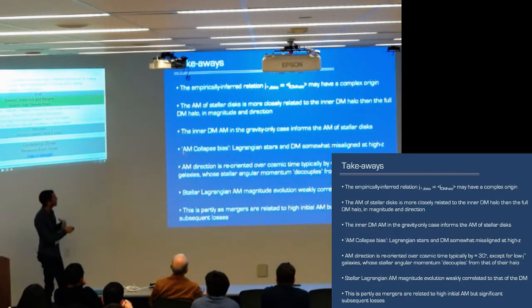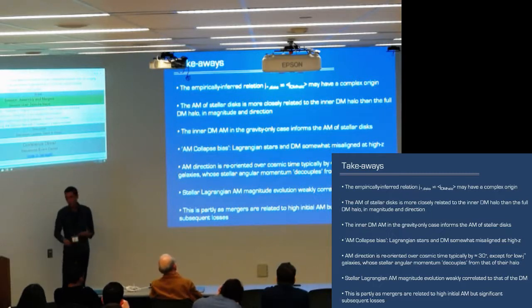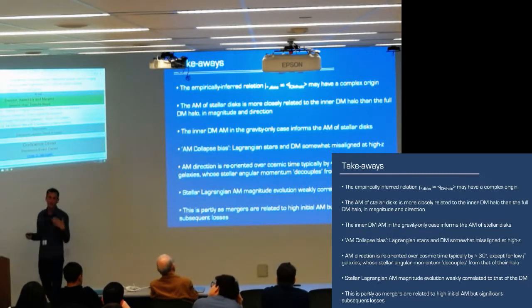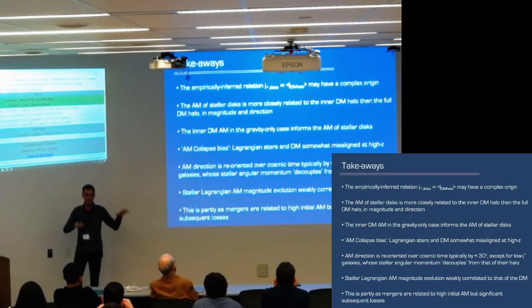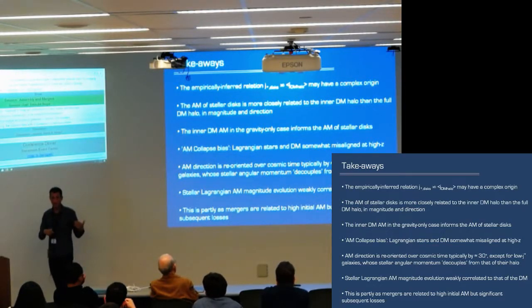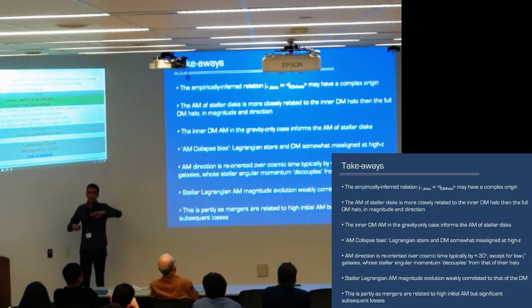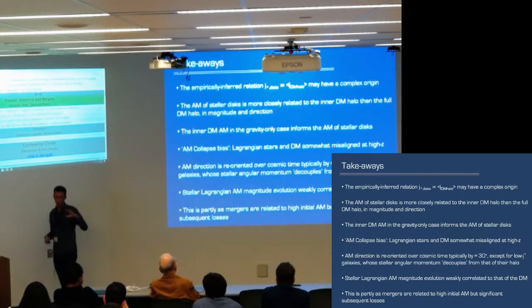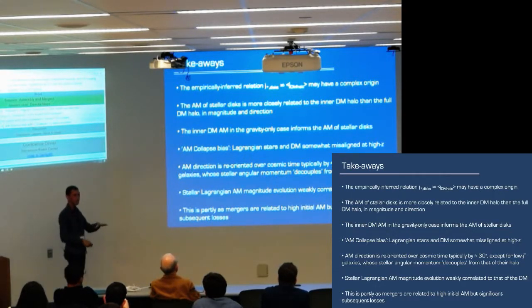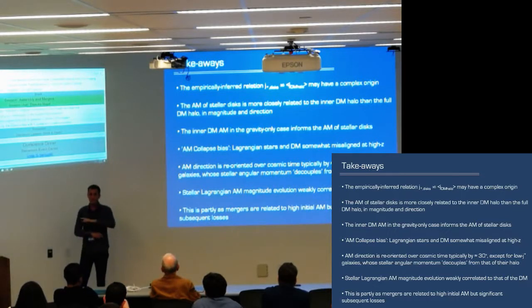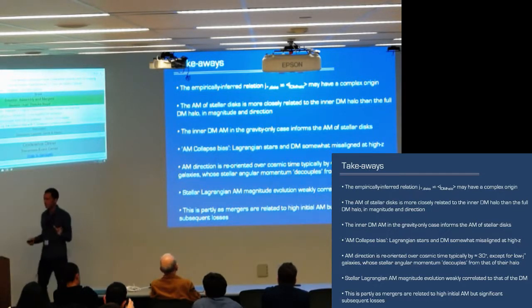We have this thing that I call angular momentum collapse bias: the Lagrangian stars and dark matter are misaligned at high z, so that already accounts for some of the differences between the angular momentum of stars and dark matter today. What also adds to this is that each of these components is being reoriented over cosmic time, typically by 30 degrees, except for low angular momentum galaxies, which get almost completely scrambled.